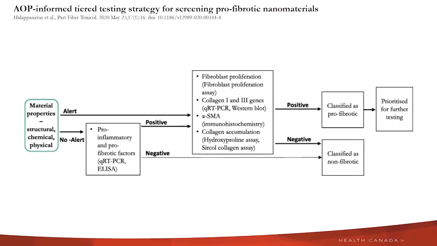So here, you start off with the pro-inflammatory markers. Depending on the results, you move on to the fibroblast proliferation or collagen accumulation, which is one of the indicators of fibrosis. And then if that also is positive, then you classify a material as profibrotic and prioritize it for further testing with some more advanced testing models. Similarly, this kind of testing strategy can be built using other AOPs.